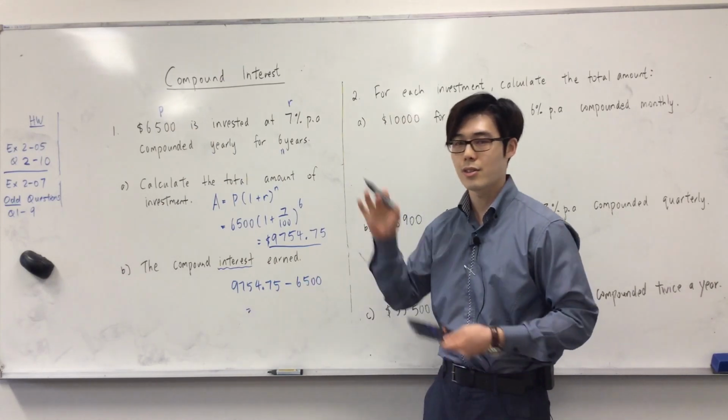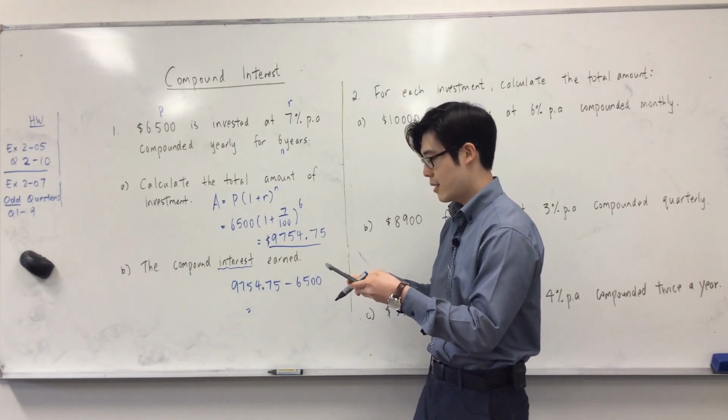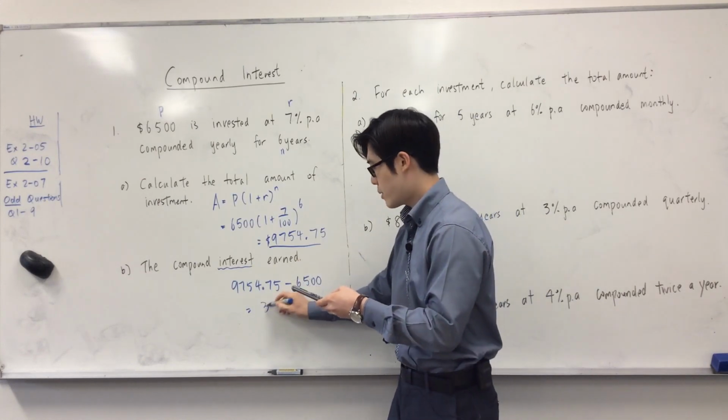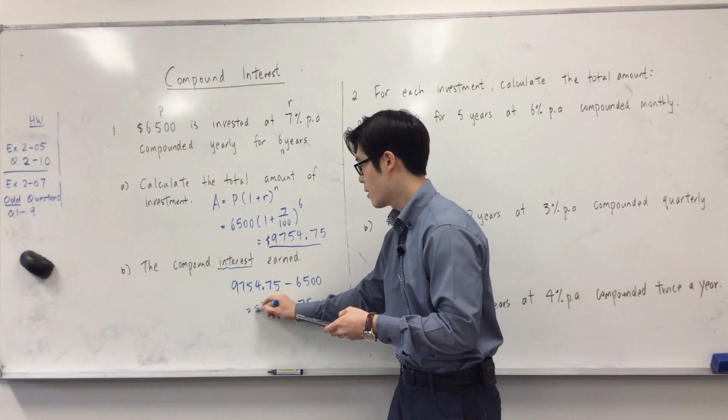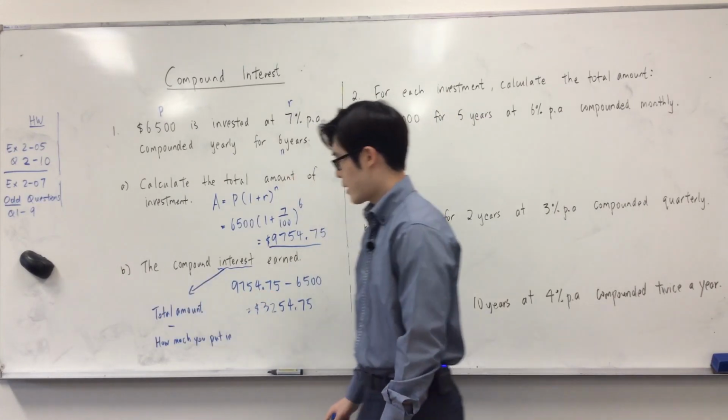So it's the profit. It's the difference between how much you have in the end, take away how much you put in. That's $3,254.75. So this is how you calculate the interest: total amount, take away how much you put in, or the principal.